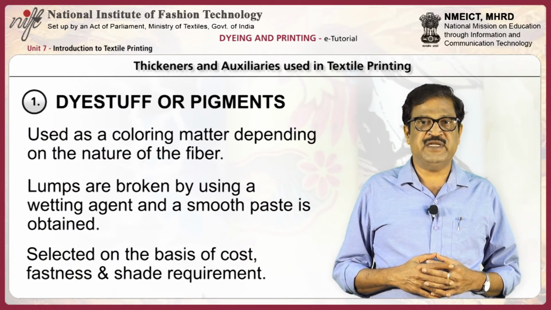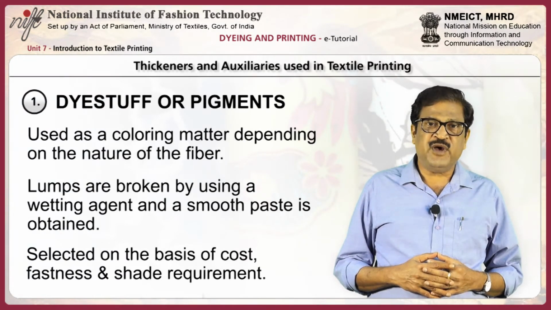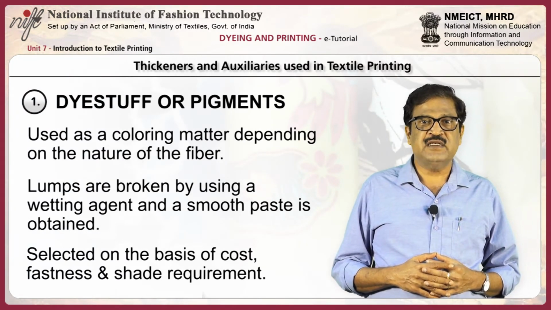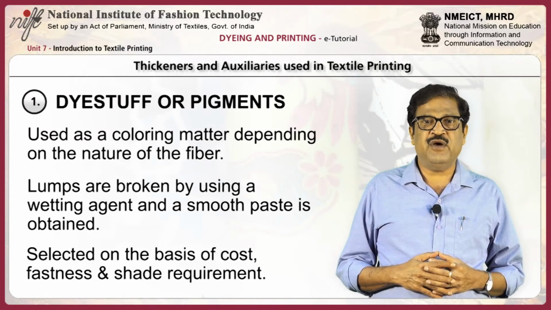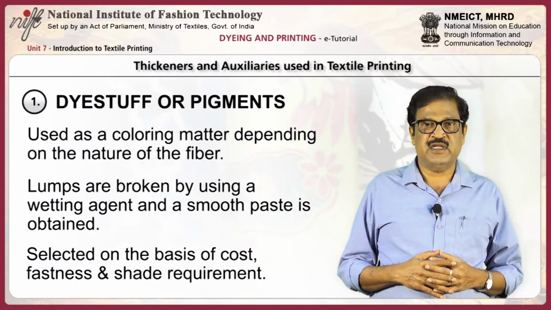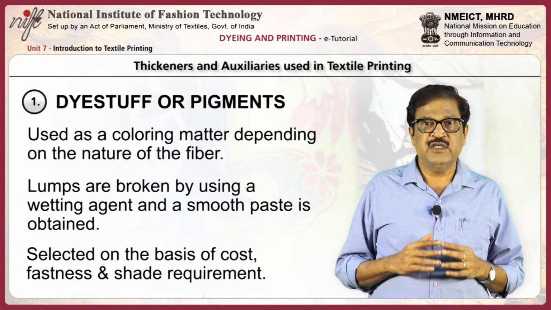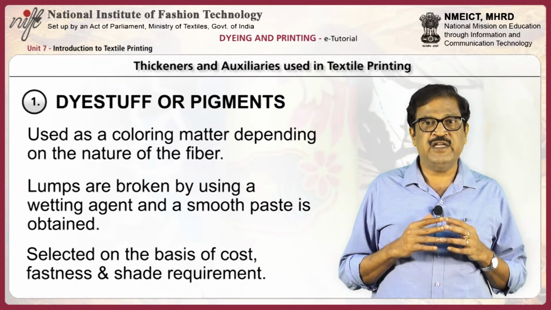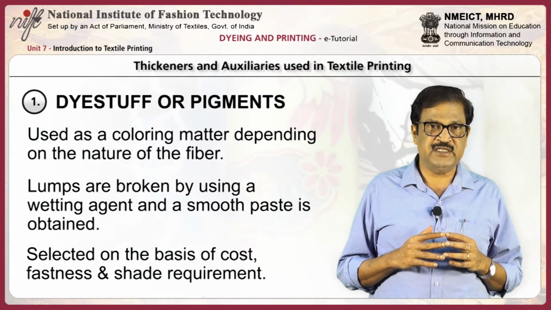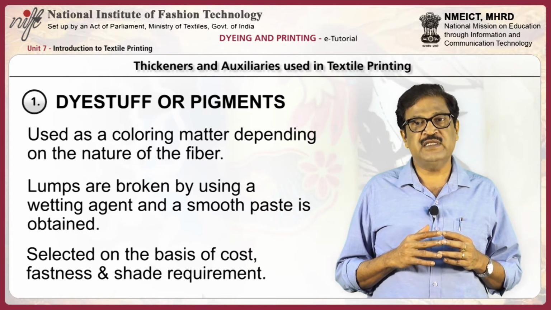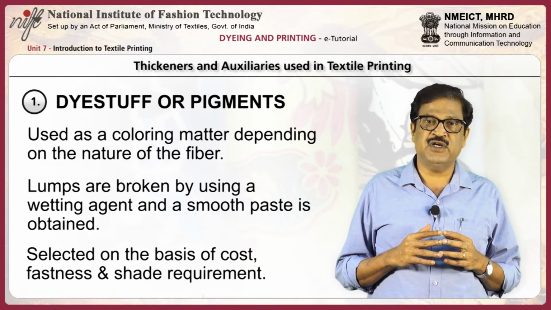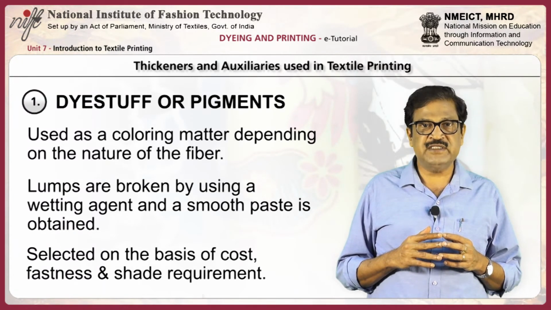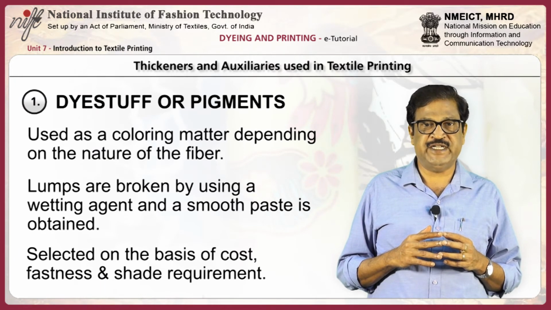Dyestuff or pigment. Dyestuff or pigment is used as coloring matter depending on the nature of the fiber. Lumps are broken using a wetting agent and a smooth paste is obtained. Dyestuff or pigment is selected on the basis of cost, fastness properties and requirement of shade.